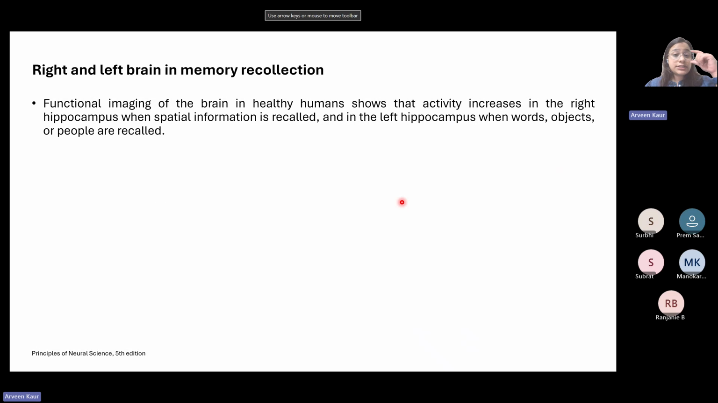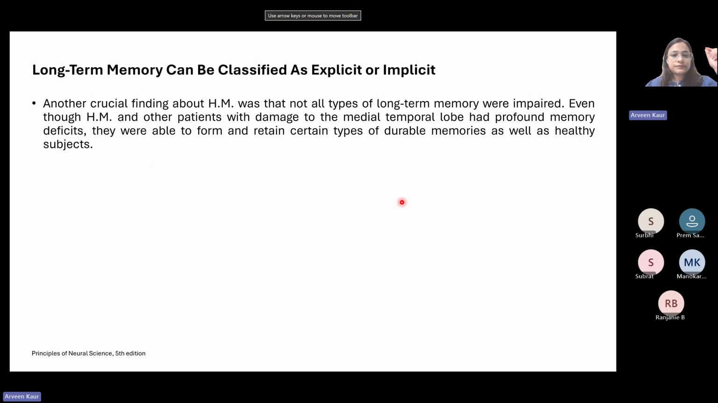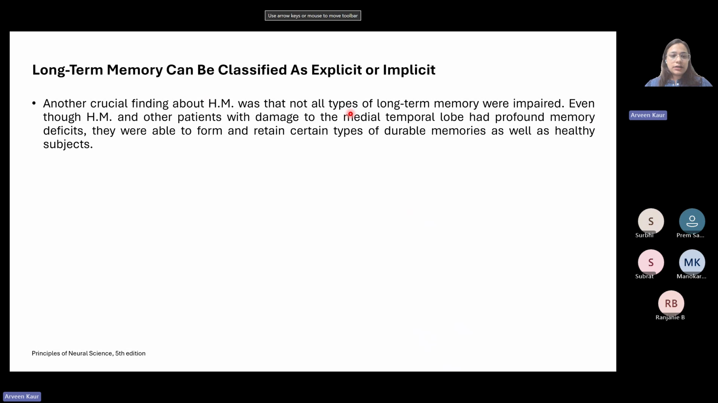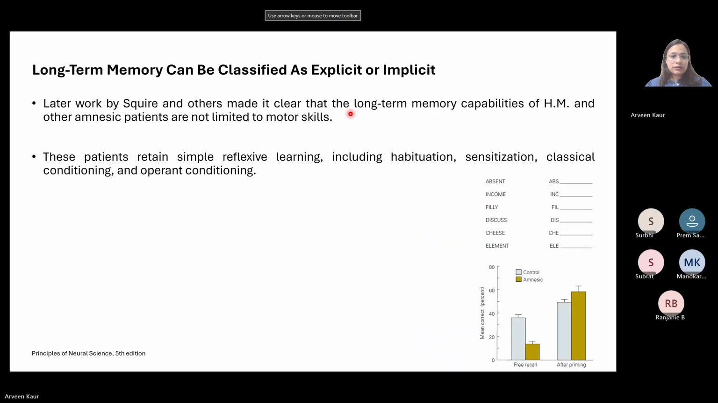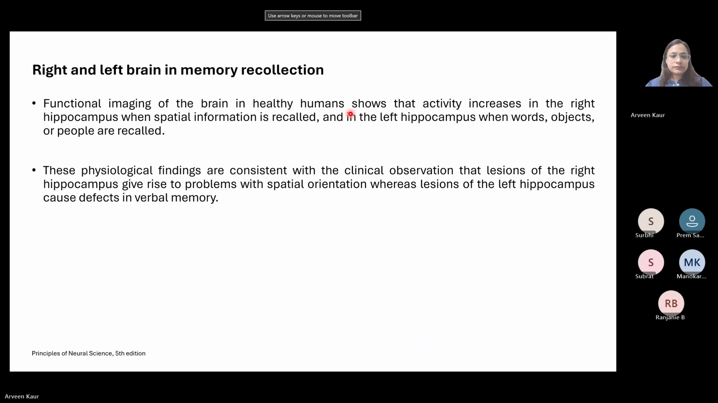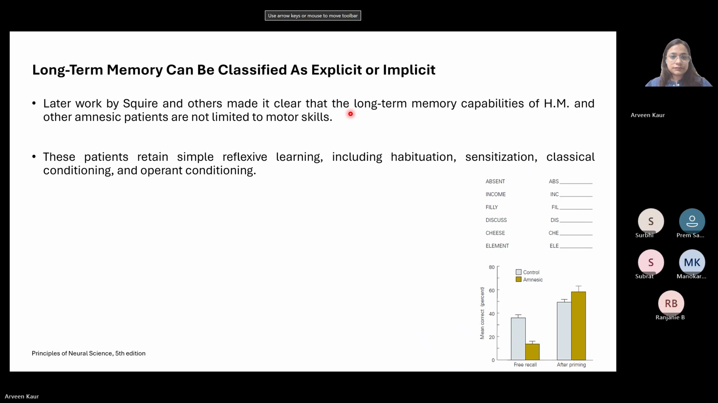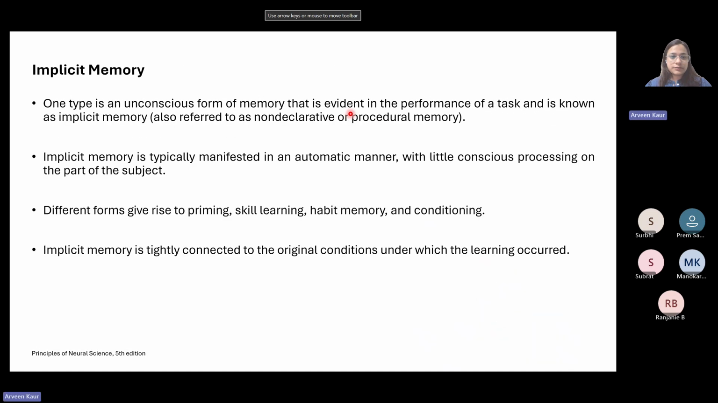I'm just seeing if there is any key point that is left. Yeah. Another important discussion that we had is that long term memory can actually be further classified into explicit memory or implicit memory. So we will be talking about both of these today as well. So I'll quickly go through what each of these is, right? Just a moment. Yeah.